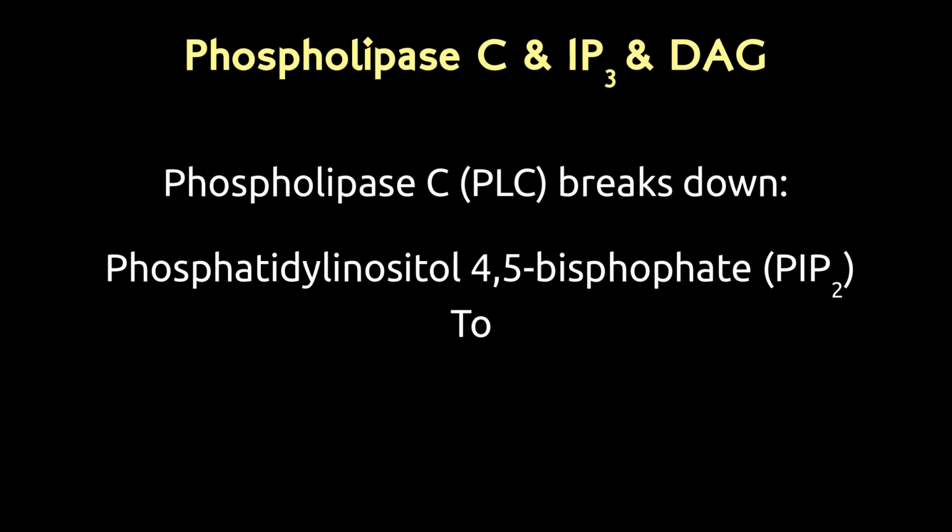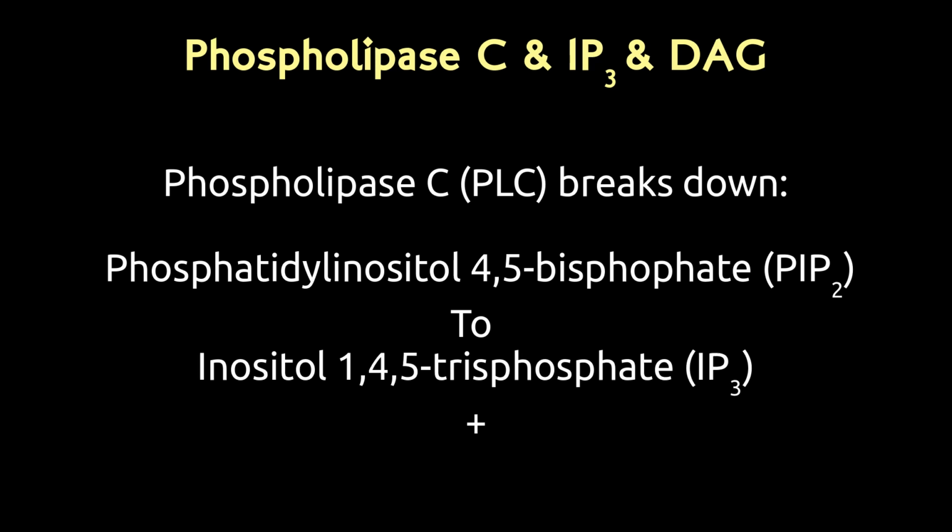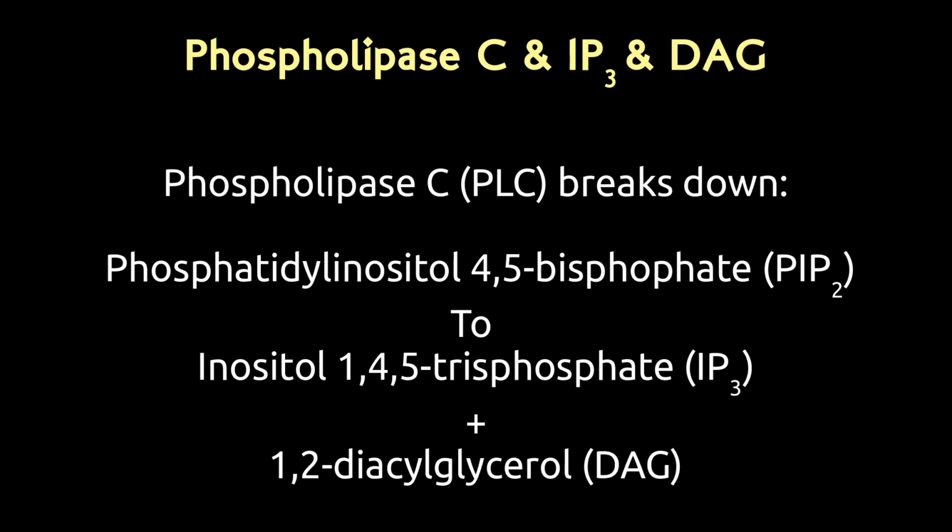The next G protein second messenger system is the phospholipase C, IP3, and DAG system. Phospholipase C, just PLC, will break down PIP2, which is phosphatidylinositol 4,5-bisphosphate, into IP3, which is inositol 1,4,5-trisphosphate, and a diacylglycerol, 1,2-diacylglycerol.